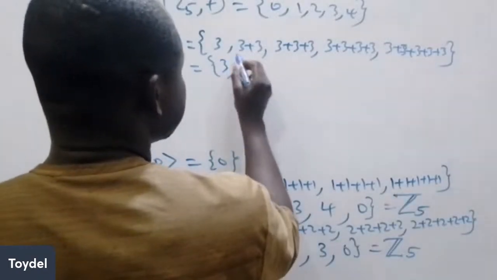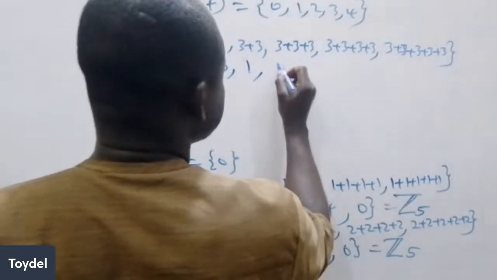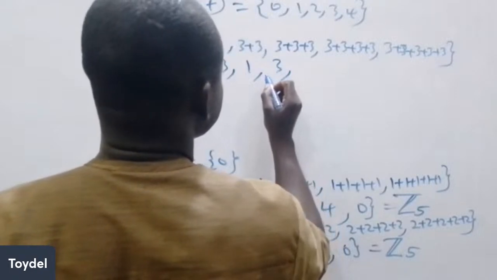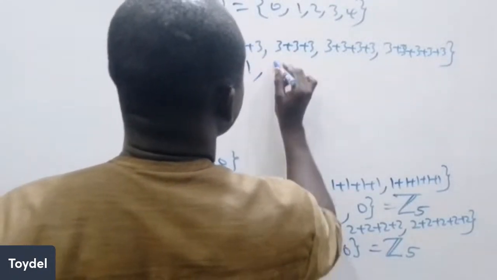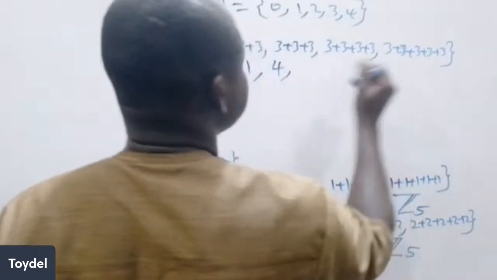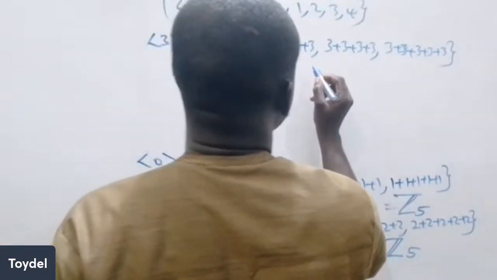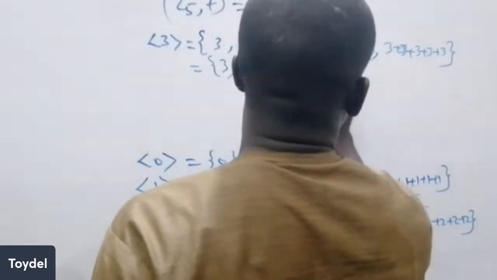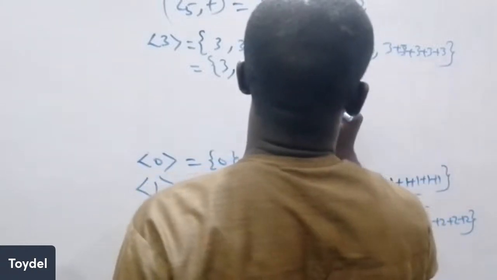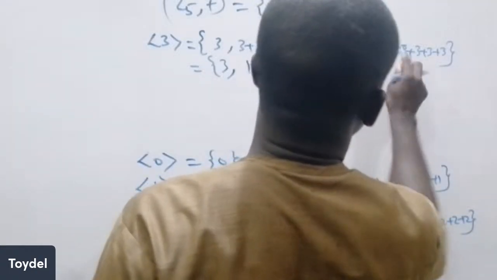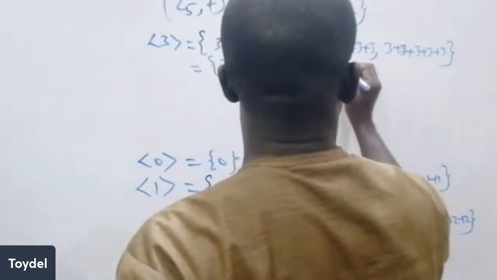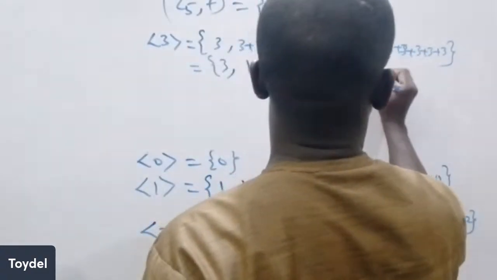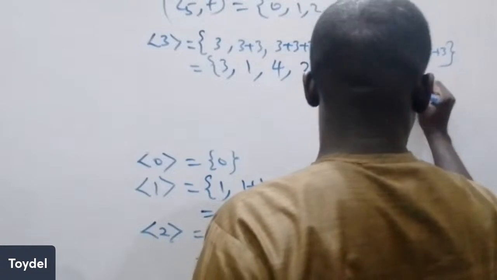Here will be 3. 3 plus 3 is 6. That will be 1. Then 9, here will be 4. Then 12, here will be 2. Then here I have 15, and 15 gives 0. You realize that this still gives us Z5, the elements of Z5.